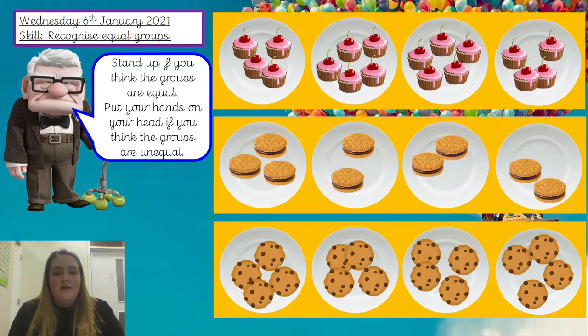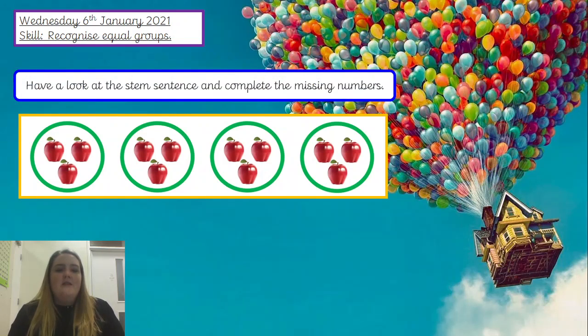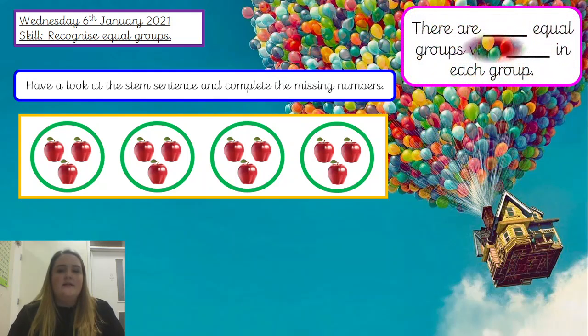Okay, well done. Well done those of you that stood up. They are equal. There are 4 cookies on the first plate, 4 on the second, 4 on the third, and 4 on the last plate there. Okay, so have a look at the STEM sentence then and complete the missing numbers. So there are something equal groups with something in each group.